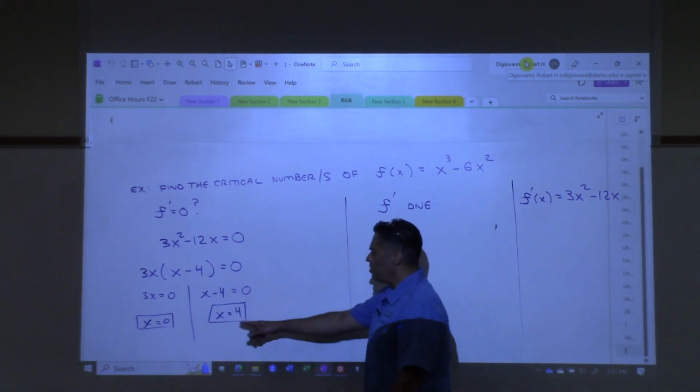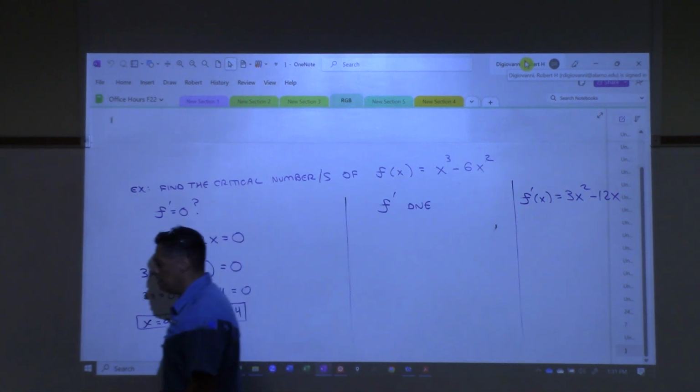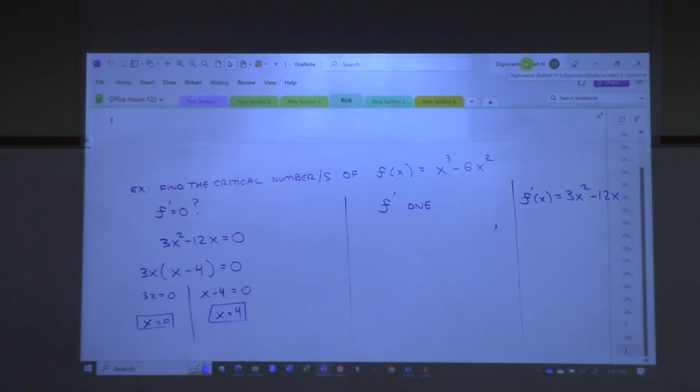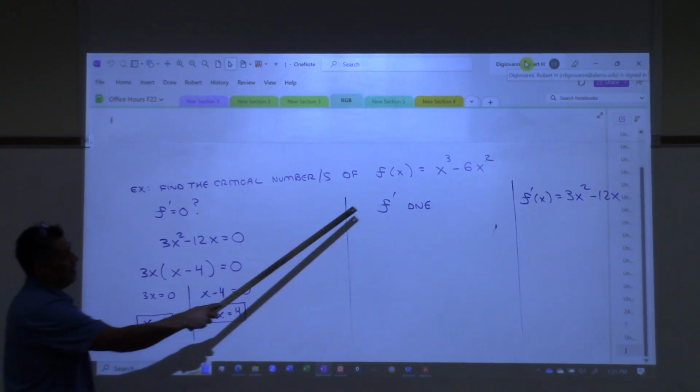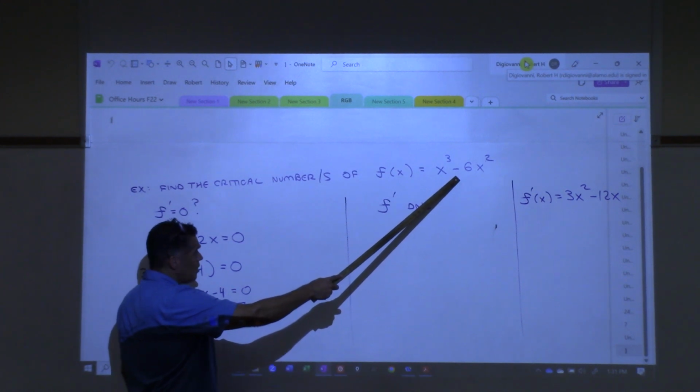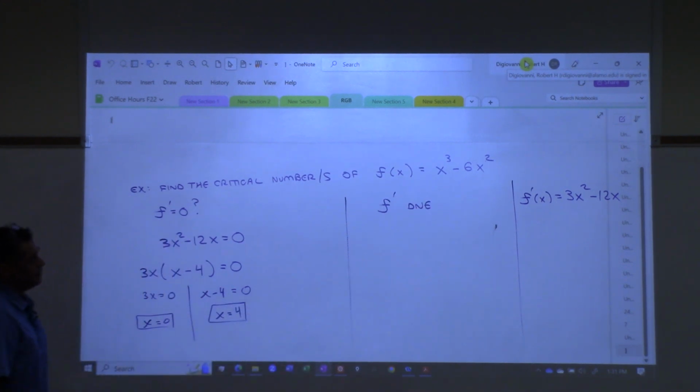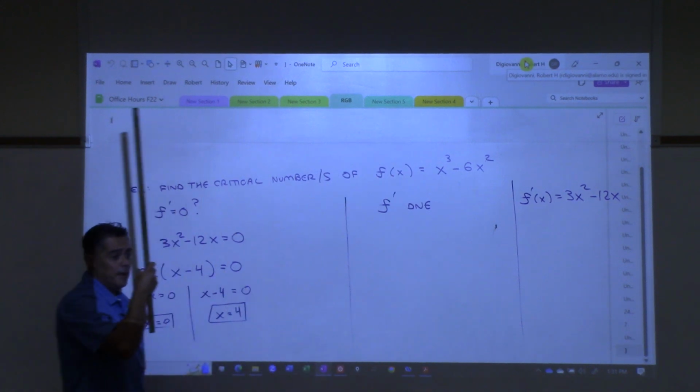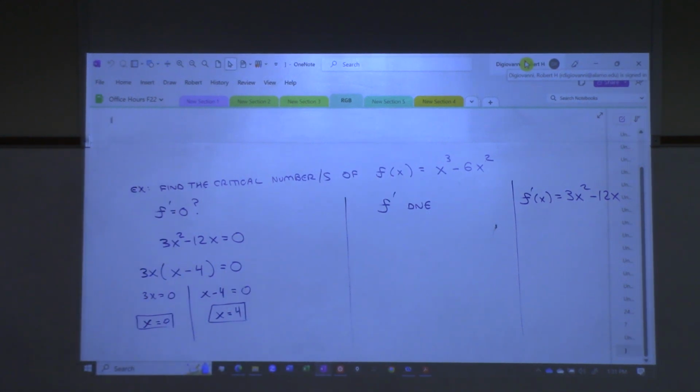Are those critical numbers for this function? Yes, so long as they are in the domain of the original function. Are they? Well, we never talked about it, but what's the domain of this? All real numbers. Why? It's a polynomial function from college algebra, and all polynomial functions' domains are all real numbers. We are going to have other examples in the class where our function has some sort of domain restrictions, and we will have to check these. Every single time we have to check to make sure it's in the domain.